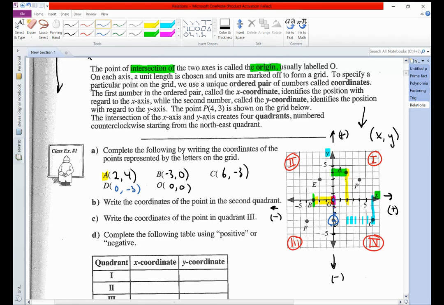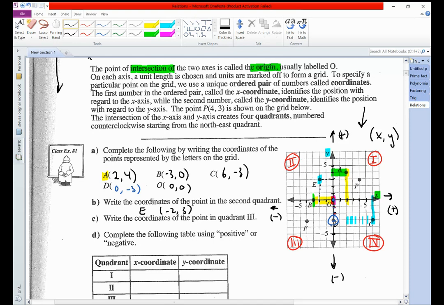Write the coordinates of the point in the second quadrant. So the second quadrant, if we look, there is a point in the second quadrant, that is point E. So it's going to be E, and the coordinates of E are -2 in our x, and 1, 2, 3 in the y, -2, 3.